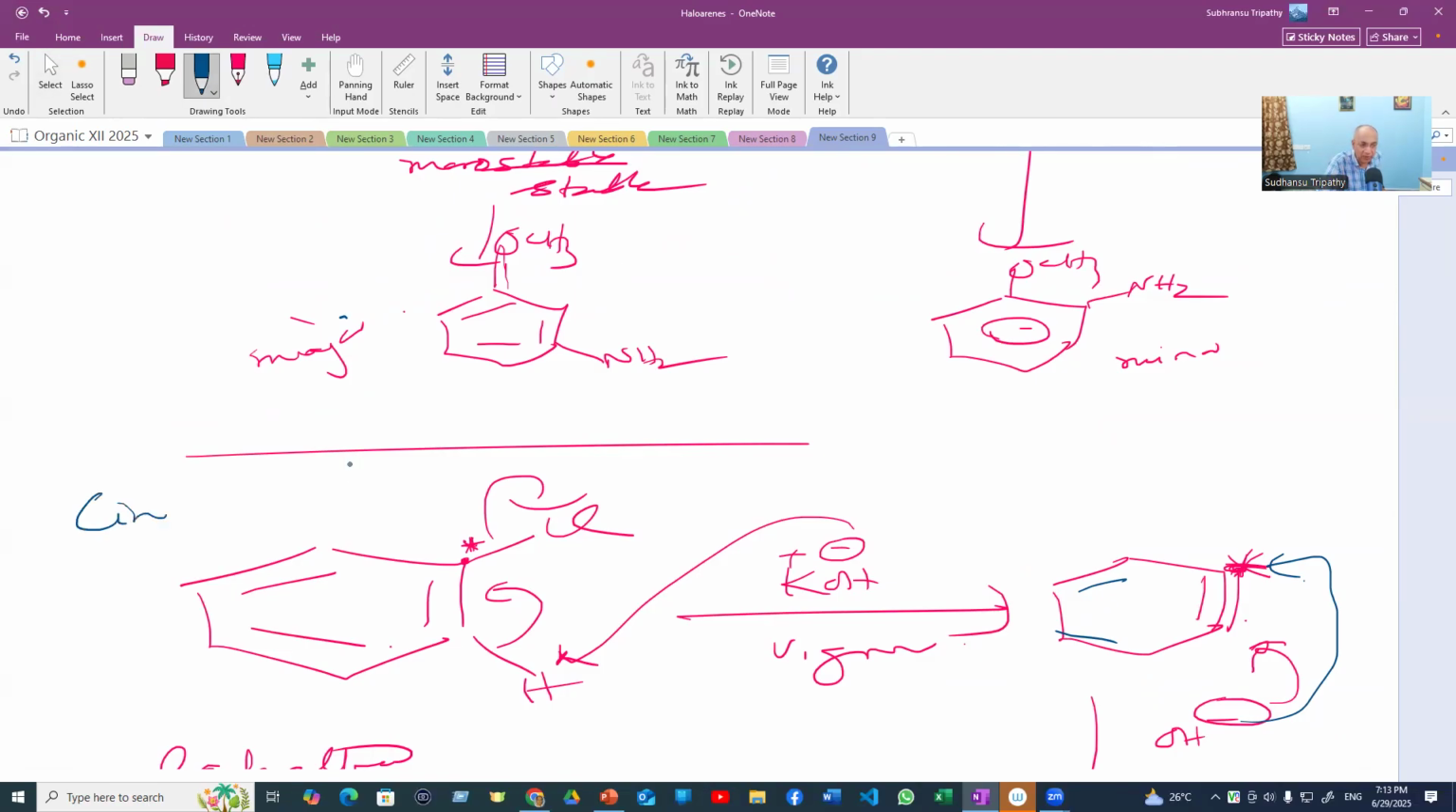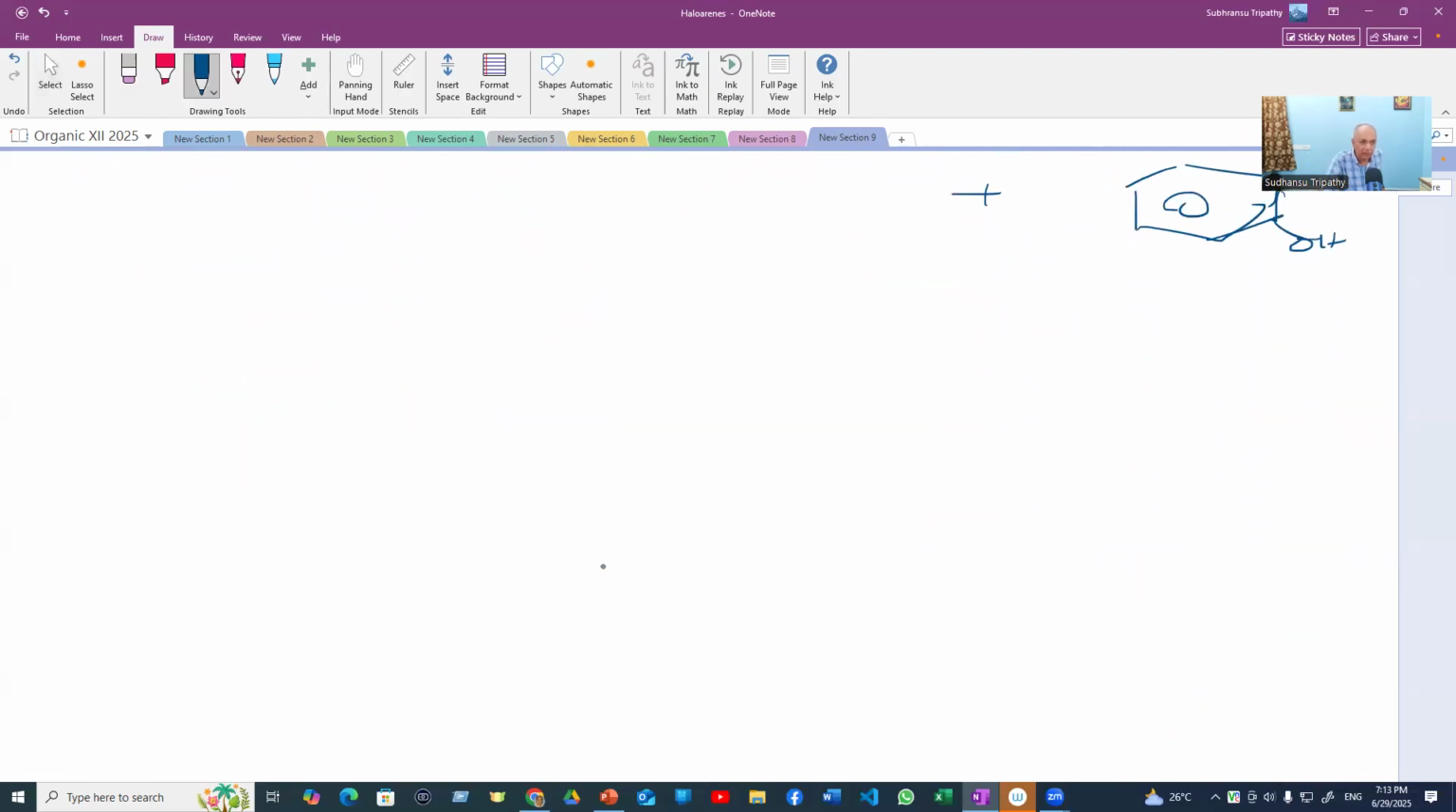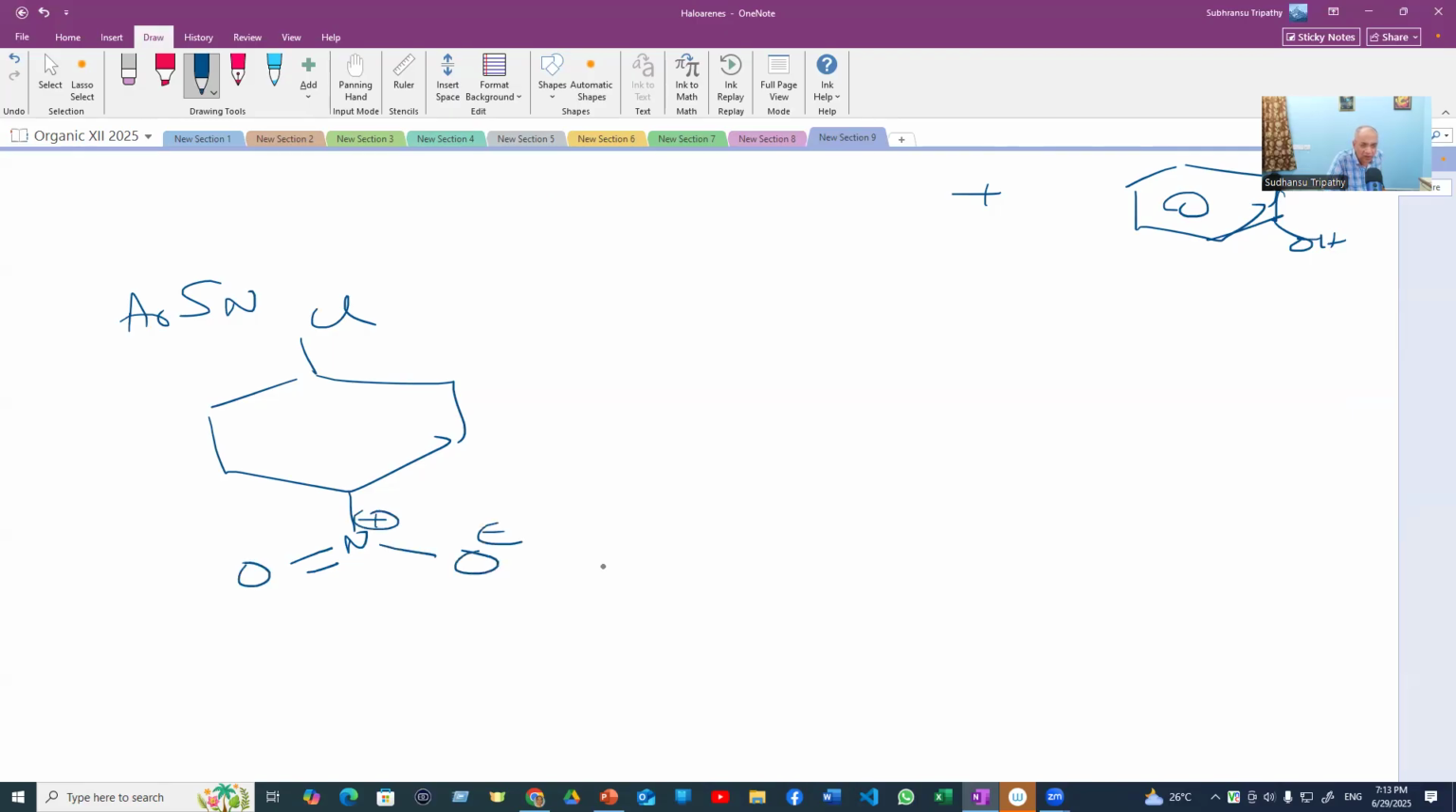This is cine substitution. Now, before we end, I will really tell you the mechanism, ArSN mechanism, which is really happening. Chloro is there and some nitro group. I'm showing one nitro. And show a clockwise rotation.